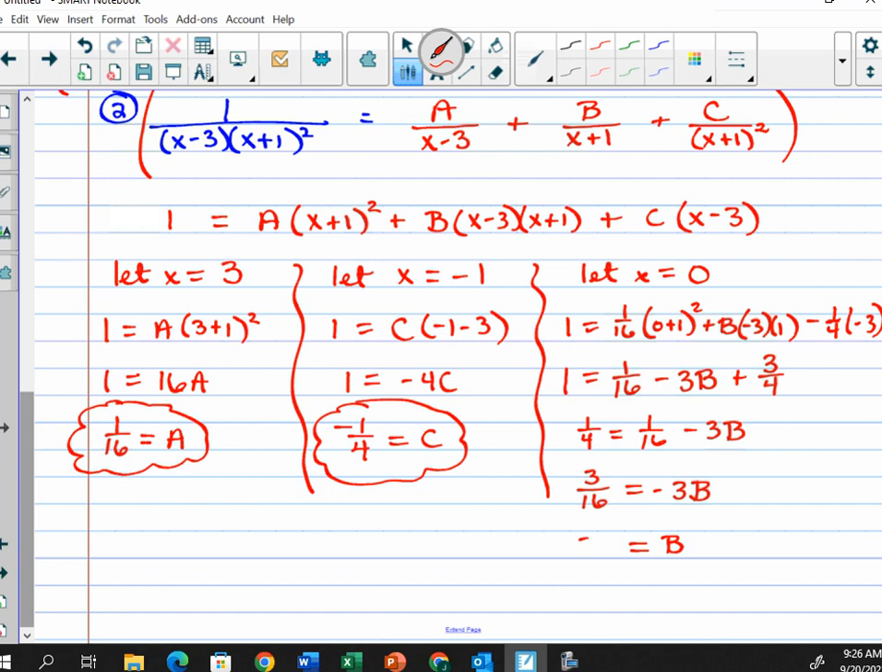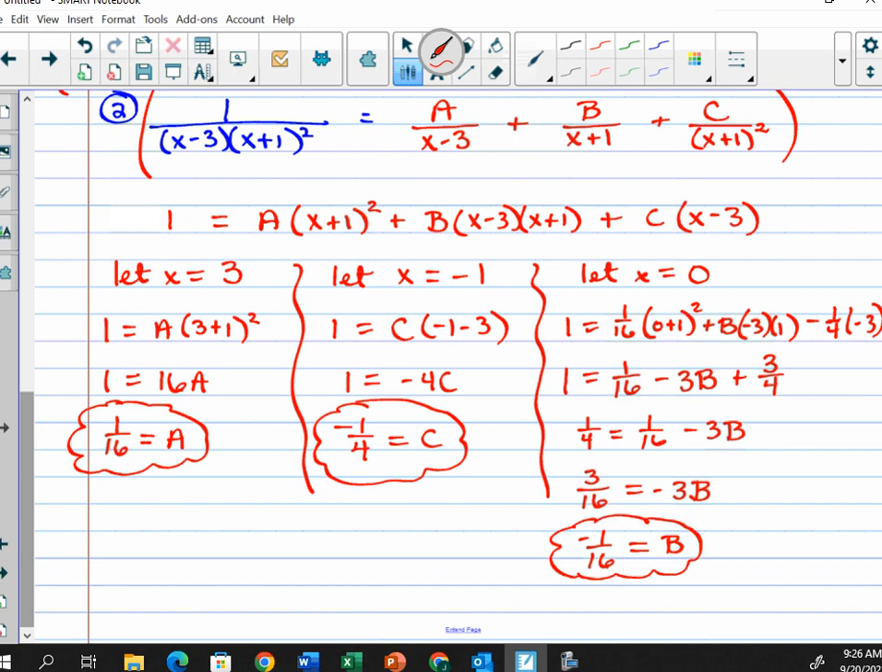I heard it, negative 1/16. Yeah, because dividing by negative 3 is the same as times negative 1/3, okay? All right, we found all the pieces. We just have to write our answer at the end here.